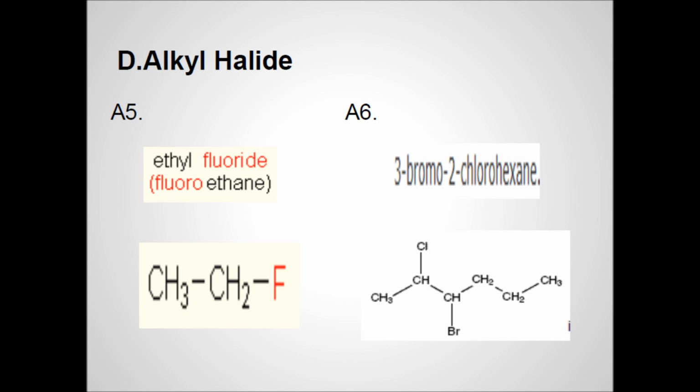Try to draw structural formulas with the names given. Ethyl fluoride can also be written as fluoroethane. Draw the ethane, which is 2 single bonded carbons, and connect it with fluorine on the first parent line. For 3-bromo-2-chlorohexane, draw the 6 single bonded carbons first, and add 1 bromide on the third carbon and 1 chloride on the second carbon.